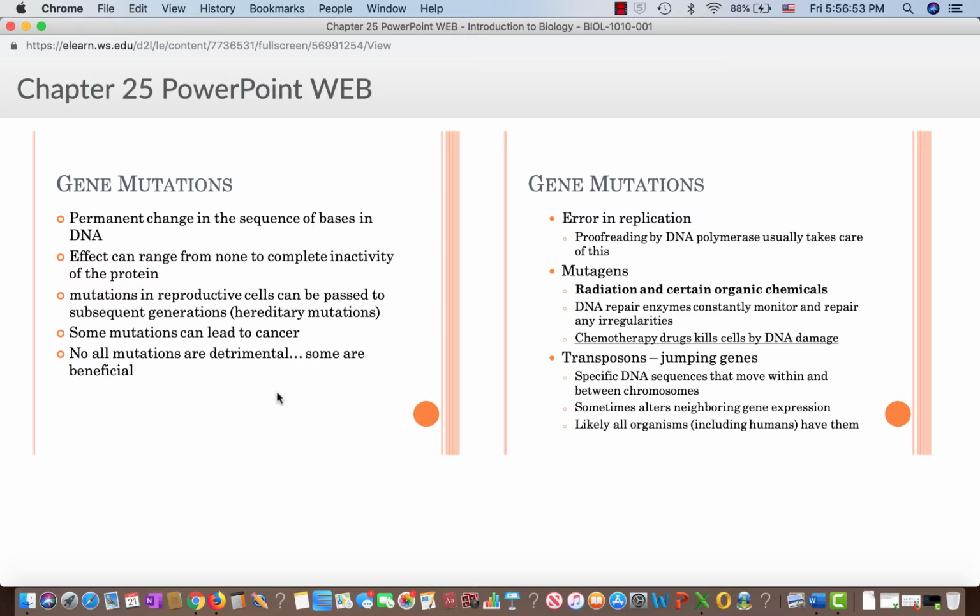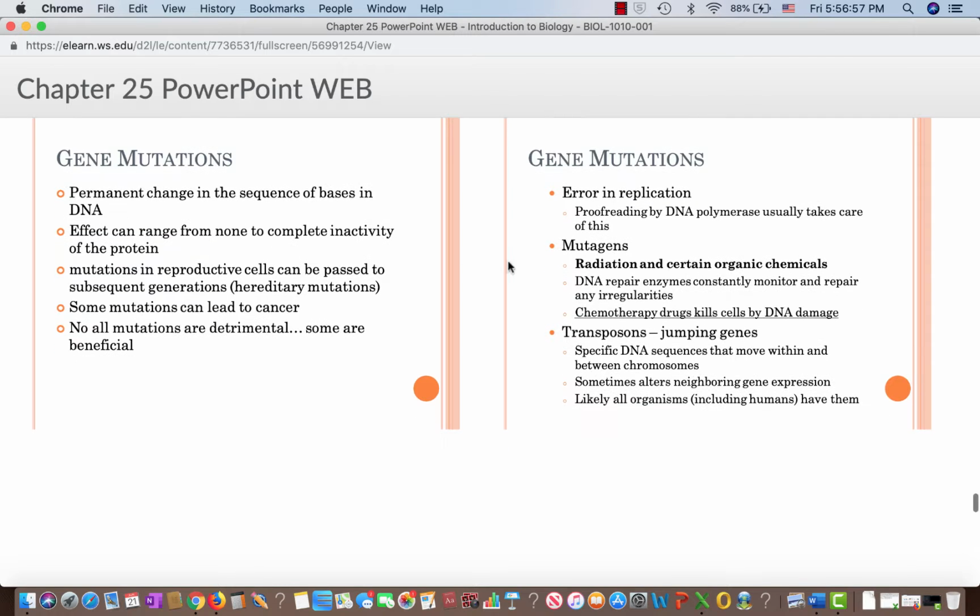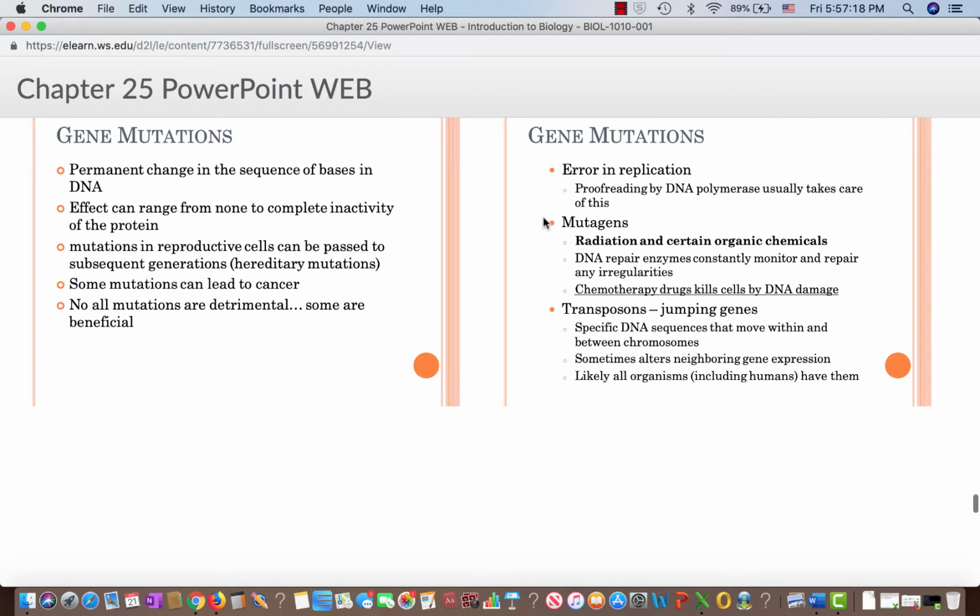Most of the time it's highly detrimental and causes cancer. These can happen through errors in proofreading. When you are laying down your sequence, there's a goof in it, but the DNA polymerase proofreads and checks its own work, so that usually takes care of the errors in replication, but it can happen. Once every few million or billion base pairs, it slips up.